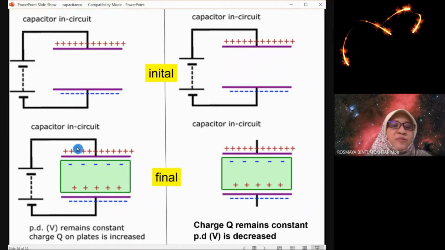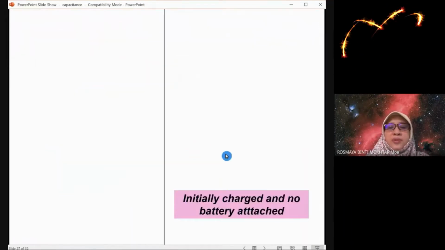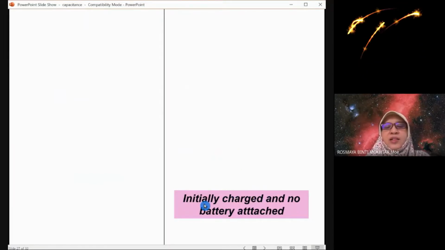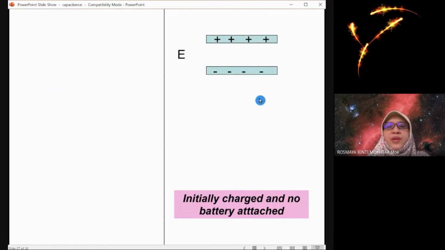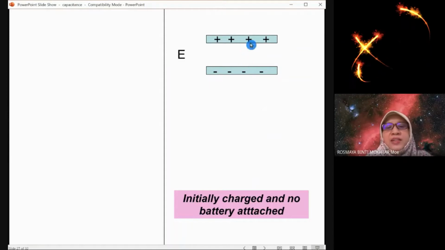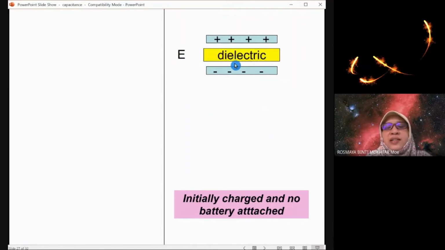Let us start with the second situation. Initially the capacitor is fully charged. Then we take out the battery. Then we insert the dielectric. This is the plate of the capacitor, and the capacitor has an electric field E. Then we insert the dielectric.